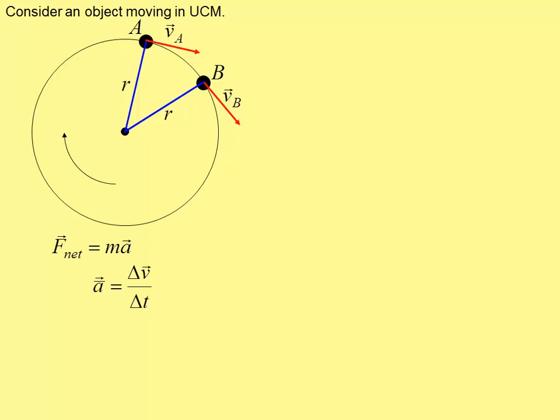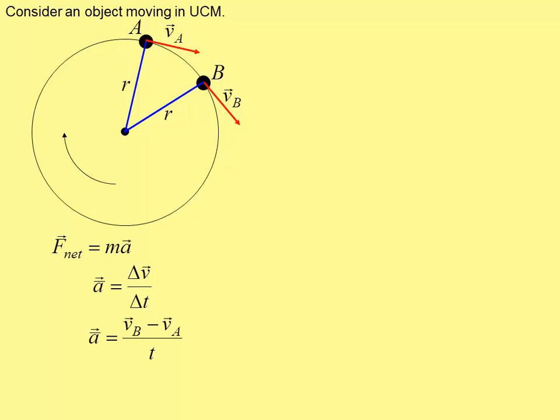Well, first of all, average acceleration, that little line over the top means average, is change in velocity over change in time. Change in velocity is, of course, final velocity minus the initial velocity, which in this case is v sub b minus v sub a. Now, we haven't done vector subtraction before. However, we have done vector addition.